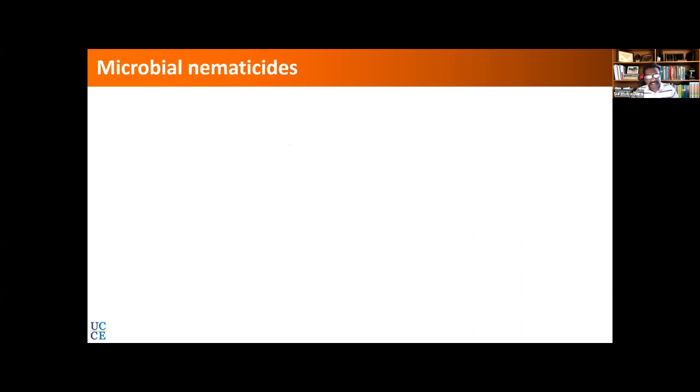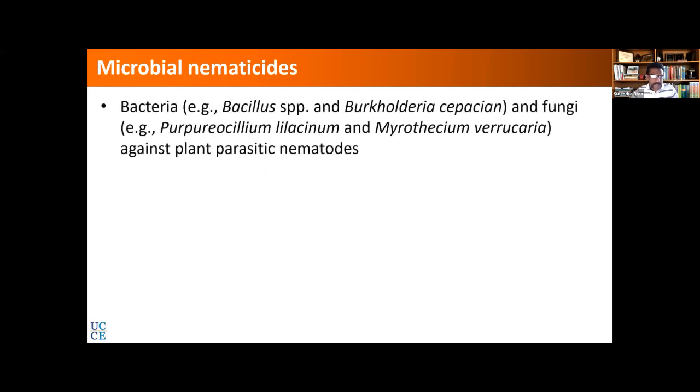Then microbial nematicides. We don't have a lot of species here, but some Bacillus species and Burkholderia cepacia, and then fungi, especially this fungus, Purpureocillium lilacinum. This is commercially available. The other ones are also available, not everywhere, but we have this in the US.